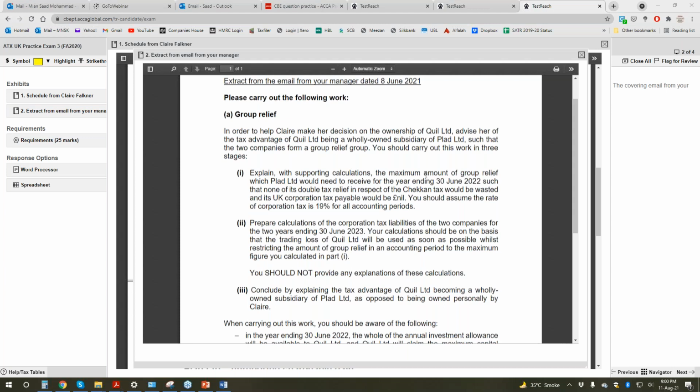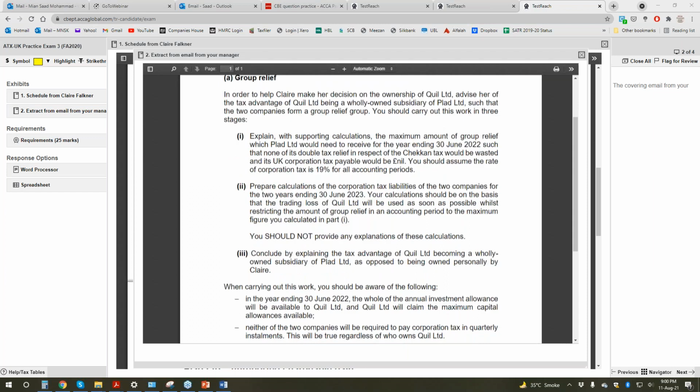Now, you should carry out this work in 3 stages. So the examiner has told me that I should carry out this work in 3 stages. So do remember, in my answer, I will try to give 3 headings, and under each heading, I will try to explain or calculate whatever I can to the best of my abilities. Now, explain with supporting calculation. Again, you can see the frustration of the examiner here, that he needs calculations as well as explanation.